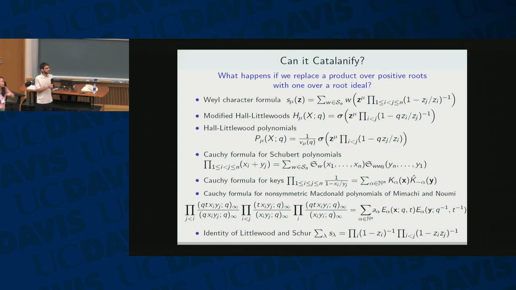I might have just missed this, but when you said the charge formula for Hall-Littlewoods, is there a charge formula for the Catalanified Hall-Littlewoods or the features? Oh, so the question is, is there a charge formula for the Catalan functions? Yeah, so those are what we call the Catalan functions, that's right. And the answer is yes, there is.